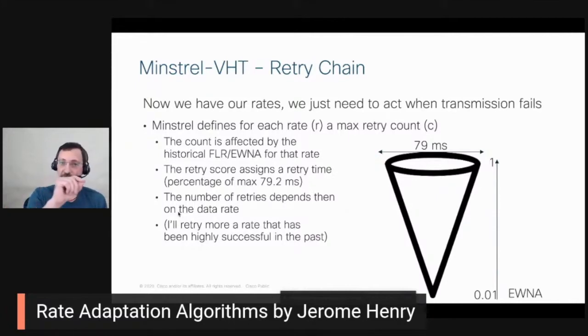You have that rate, it fails 90% of the time. You try it once, you try it twice, it's failing. I know it's failing 90% of the time. What are the chances that, in the end, if you keep trying for 79 milliseconds, it will end up working? It's very small. Whereas if your rate is working all the time, and then you try and it fails, you say, well, that's unusual. Usually this rate is good for me. Let me try again, and then again, because it should work.